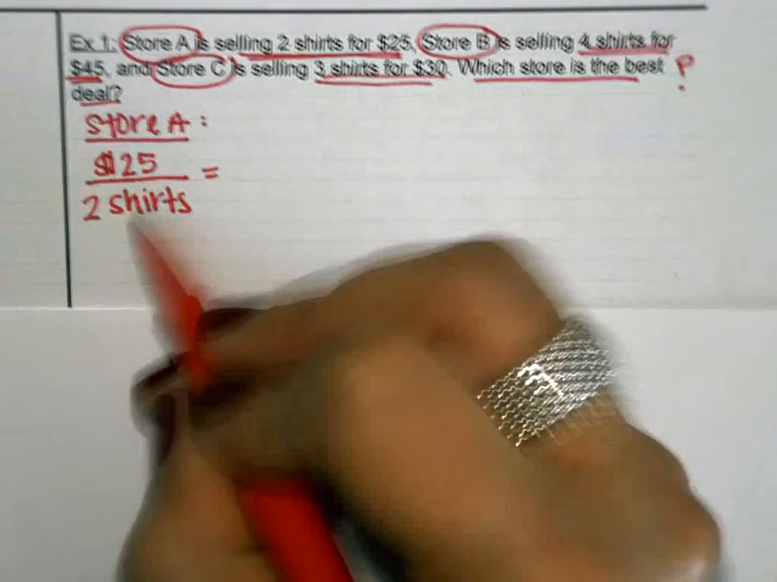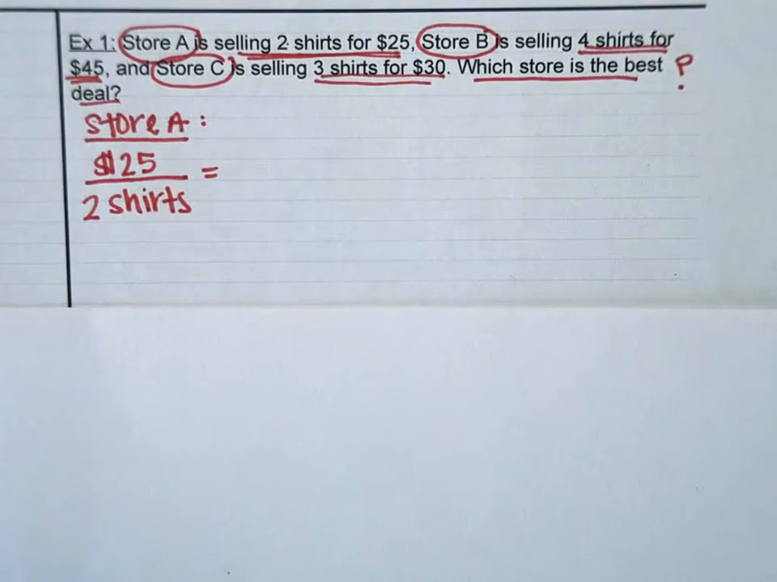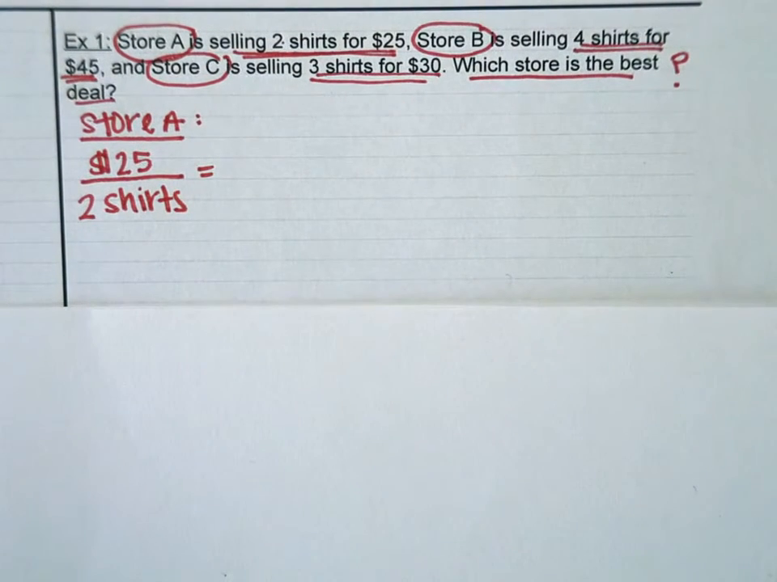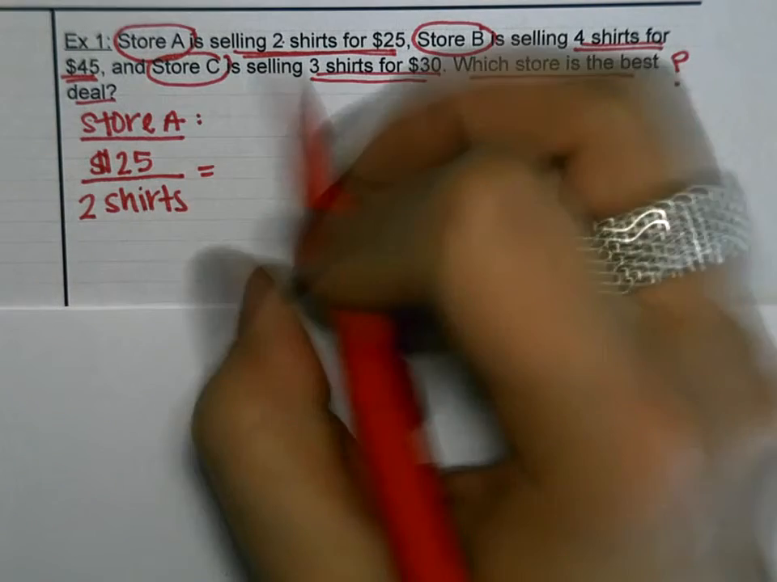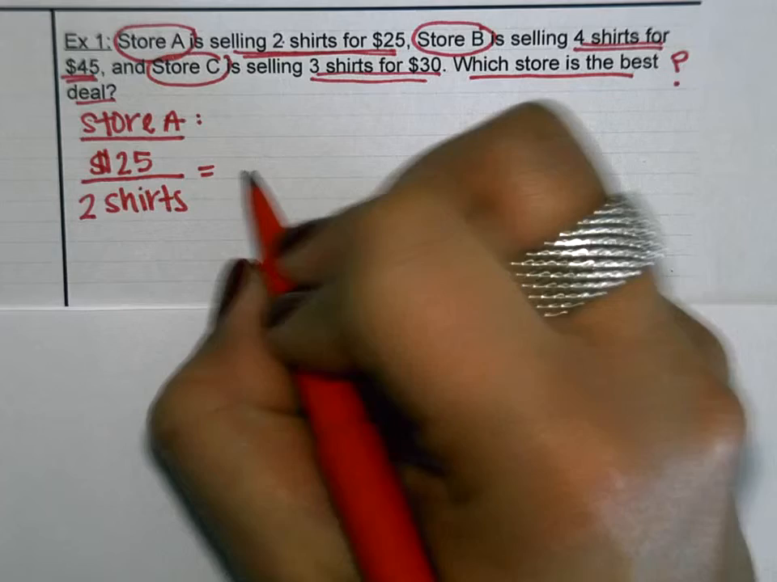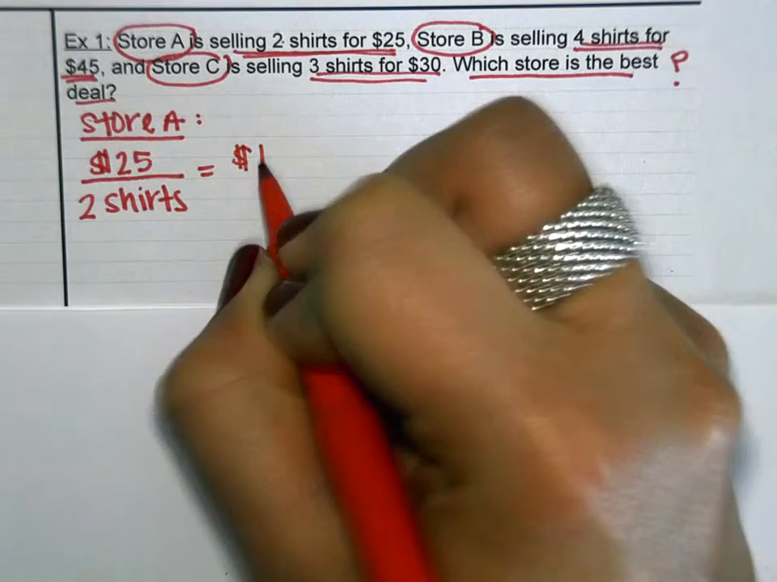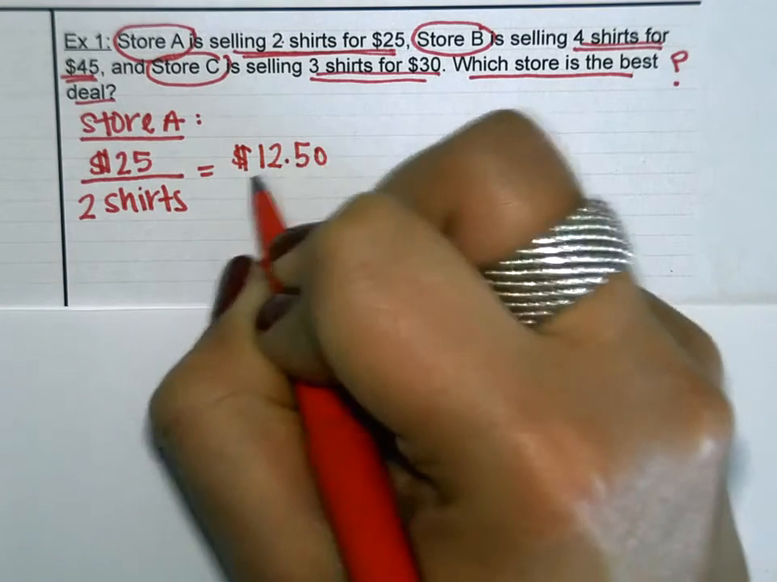And I put the 2 shirts in the denominator because we want to know what the unit rate is for each individual shirt. So we're going to be dividing by shirts. 25 divided by 2 means that each shirt is $12.50.